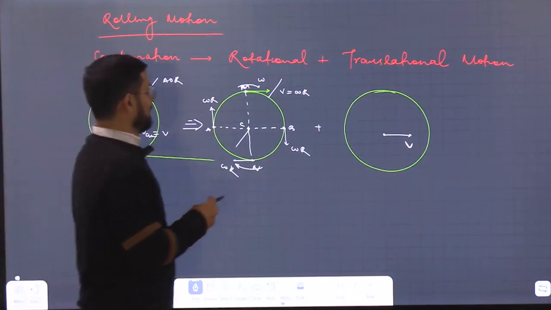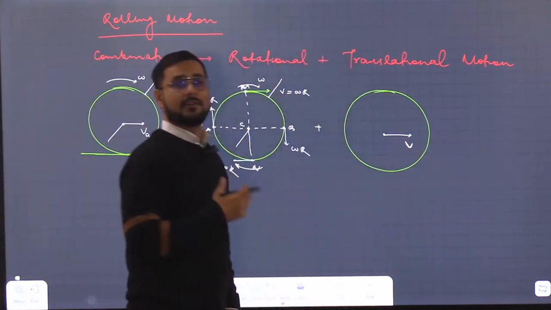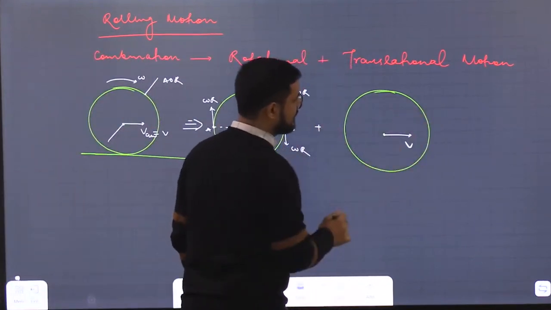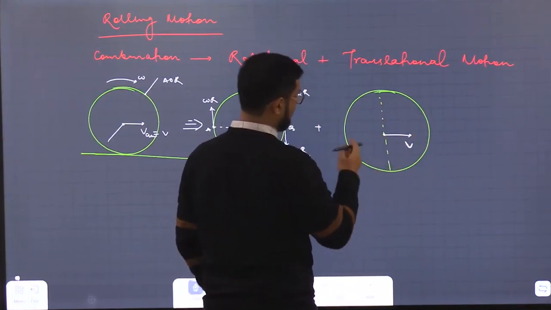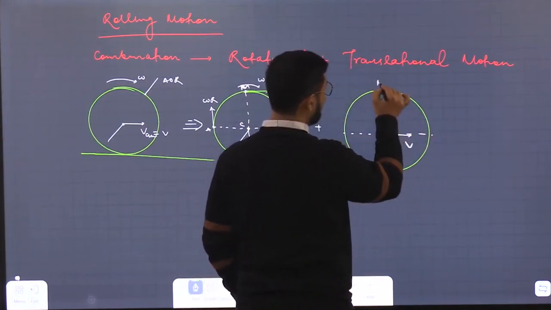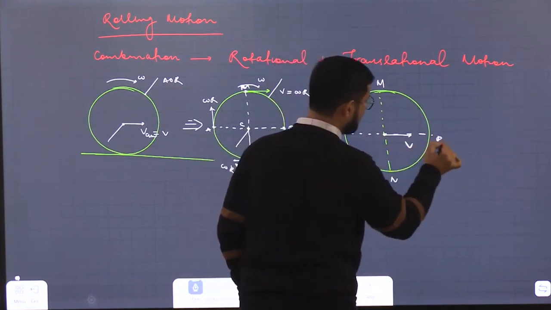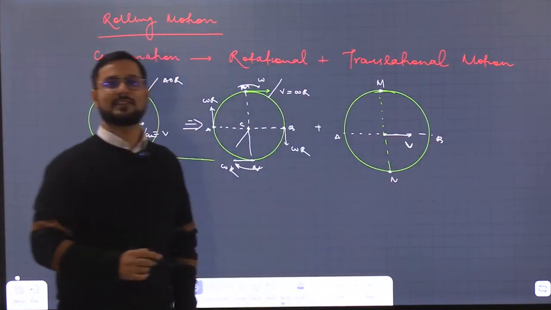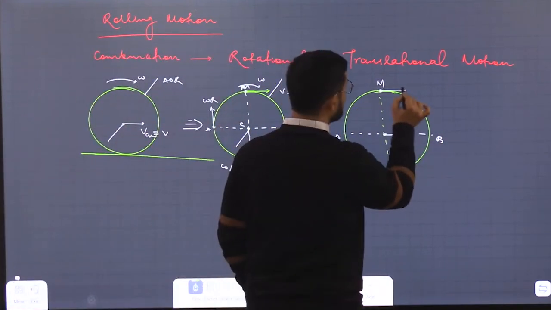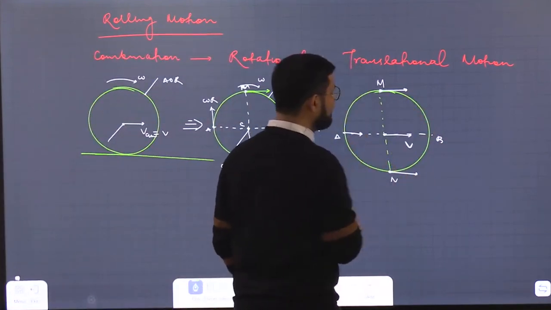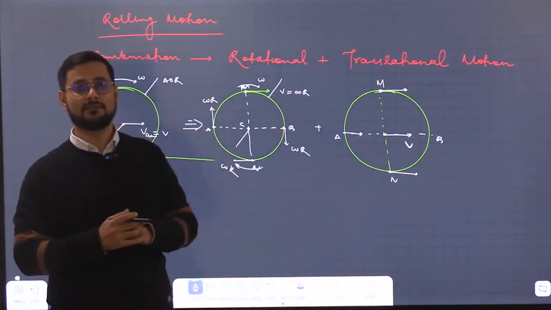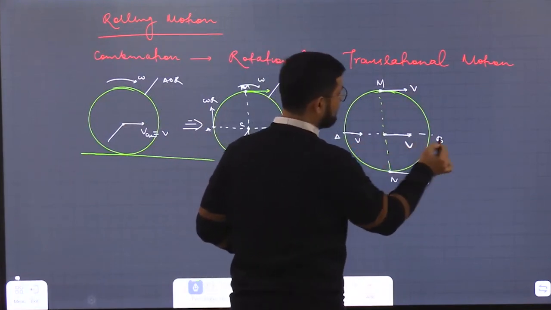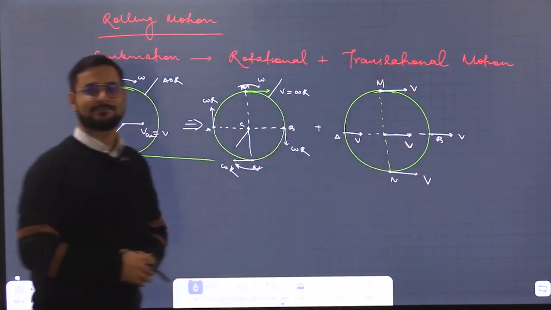Right? Now, since this wheel has a translational motion as well, if I am considering only translational motion, for the same points M, N, A and B, what are the velocities due to translation of this wheel? Since it is translating, every point of that body will have the same translational velocity as that of the center of mass. So this is V, V, V and V. Right?